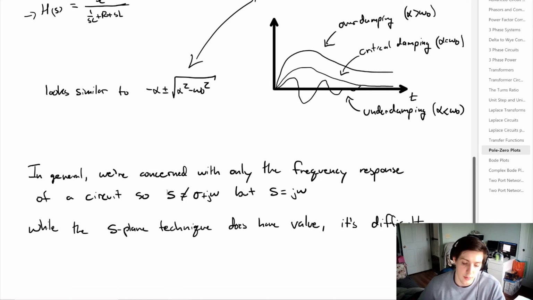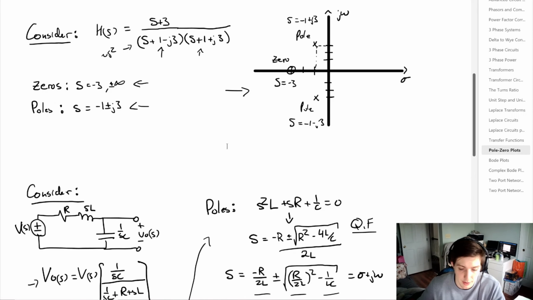But in general, we're concerned with the frequency response of a circuit. So we're going to say that S is equal to j omega instead of the sigma term here. And while the S-plane technique does have its value, and you can do interesting things with it, it's a little bit difficult to read. If we scroll back up here, where we looked at this example, we saw that we had 2 poles and a zero, but we can't really see what's going on in between there. We have no idea what the transfer function looks like at, say, S equals 1 plus j1. So that's kind of the limitation. It's good for pointing out the poles, good for pointing out the zeros.